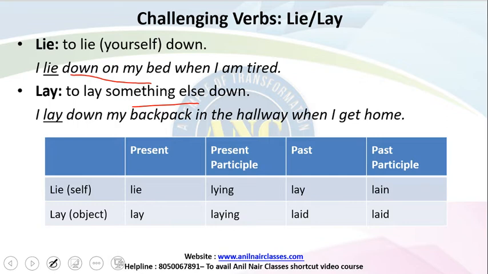Lies, right? So the present tense is lie. Present participle is in its ing form, lying. Past lay, past participle lain. Lay, it's for the object. Present tense is the same. Present participle, you add the ing form. Past and past participle laid.